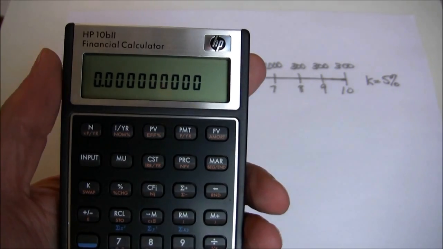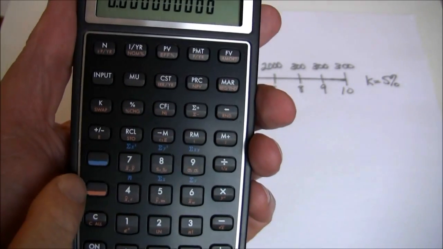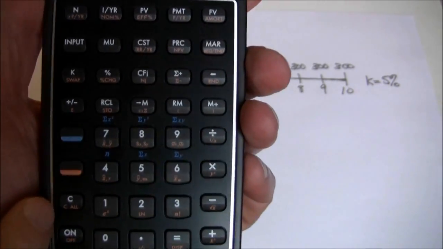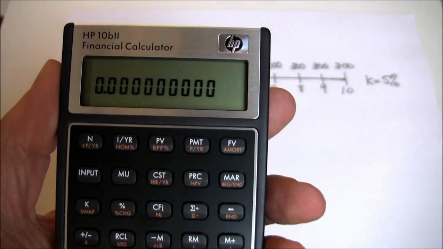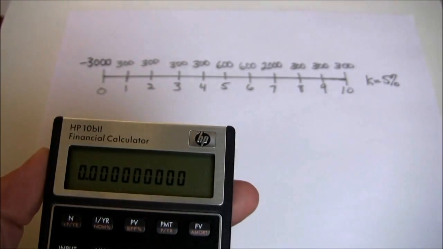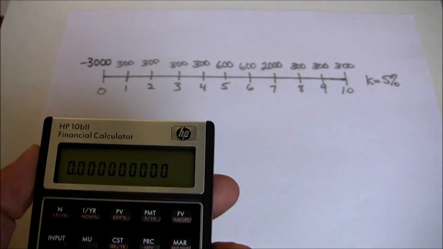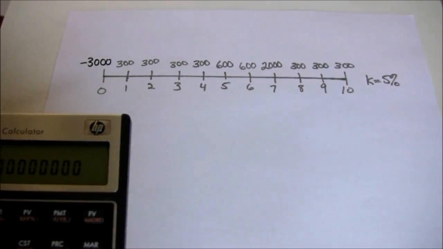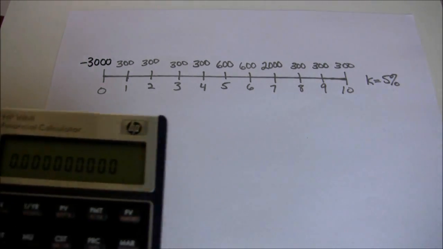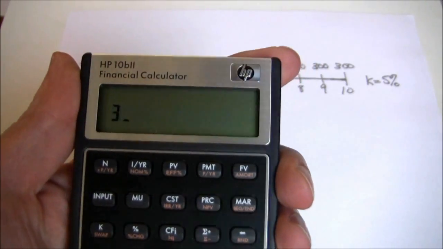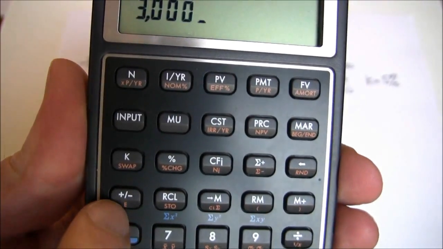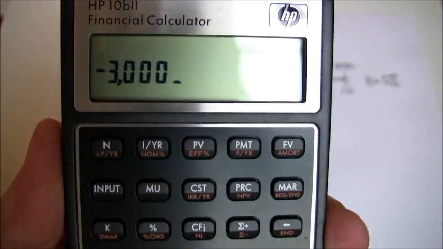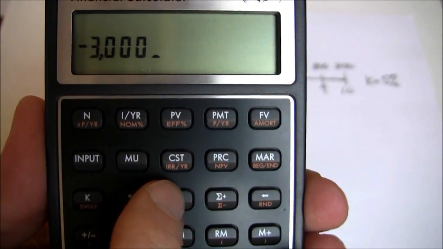So we have our calculator. First thing we want to do, Shift, clear all, clears out our financial calculator. Now we can start putting in our cash flows. Remember our year zero cash flow is that negative $3,000. So 3,000. Make sure we use our plus minus key here to make it negative. And then CFJ.